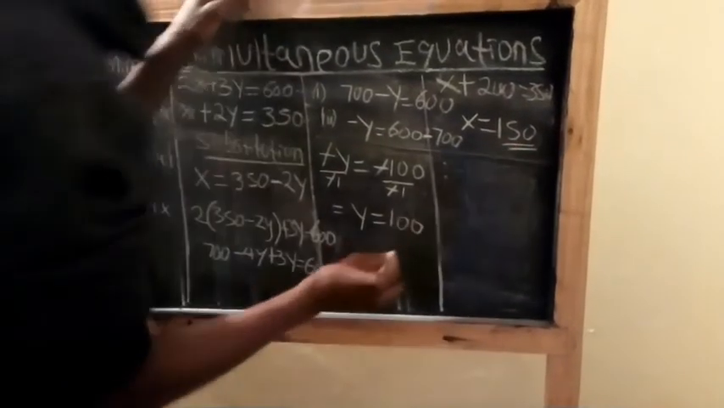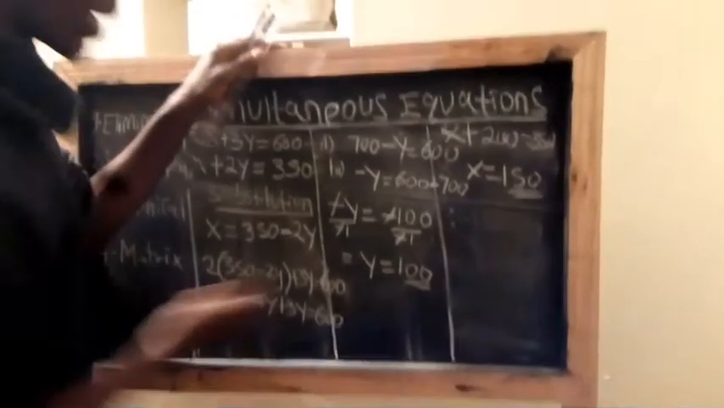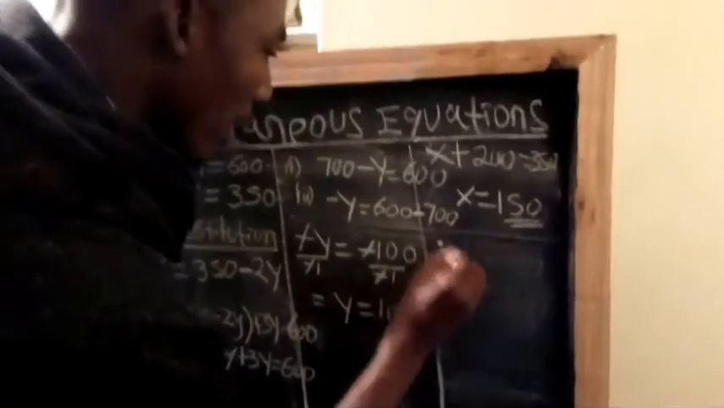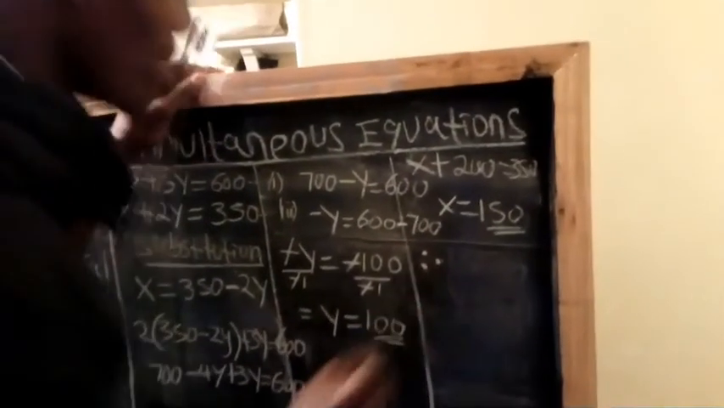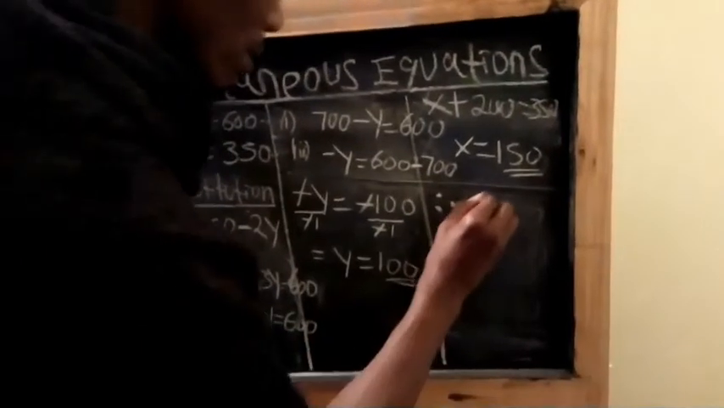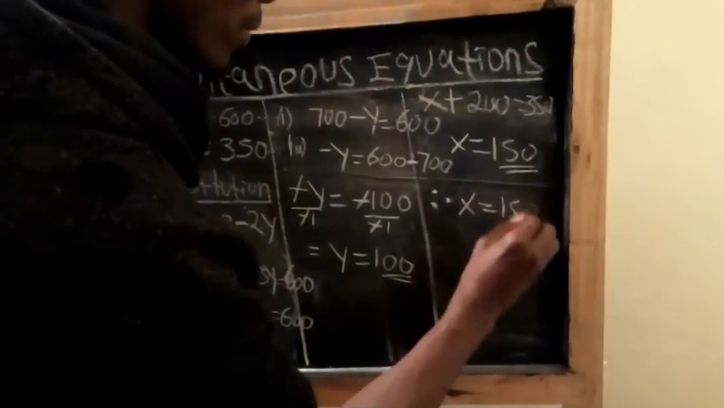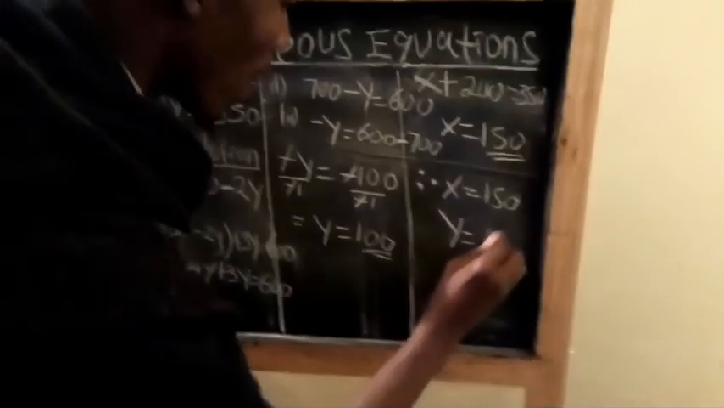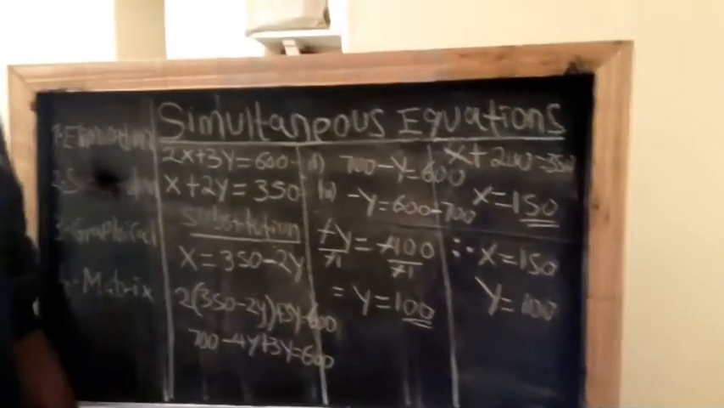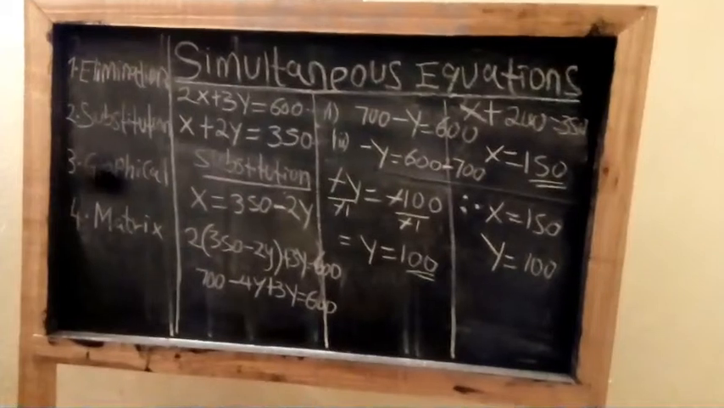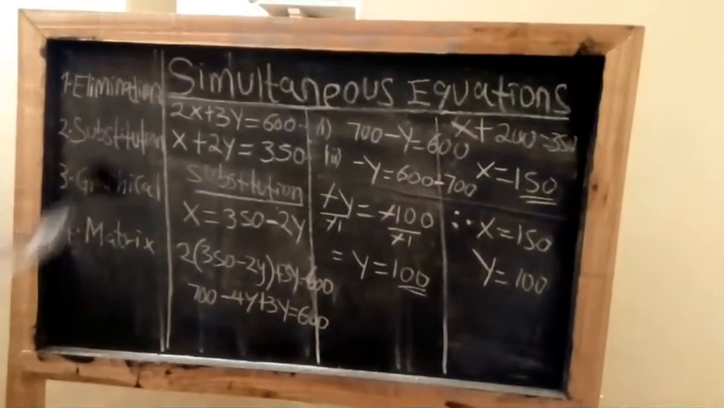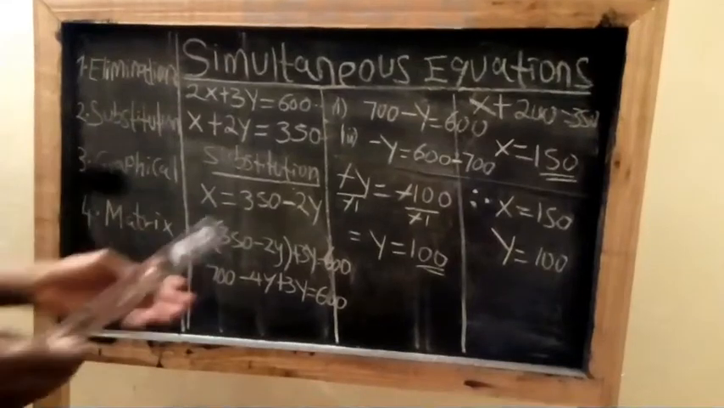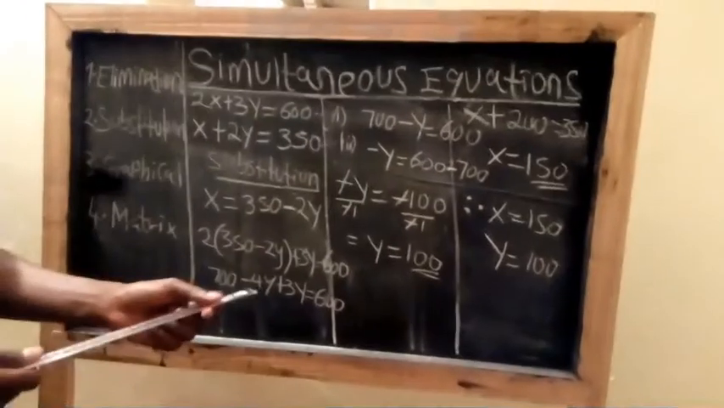So this is our x, and this is our y. So you conclude by saying, therefore, just the same way we did when we were using elimination method, x equal to 150 and y equal to 100. So this is how we use substitution method. So I will just explain again for the sake of understanding. If you didn't understand, let me repeat explaining it again.